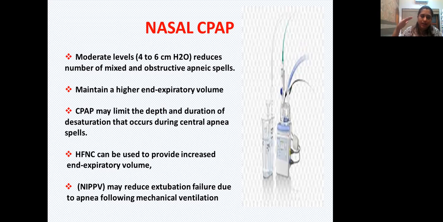So the CNS has to be all right. It has to send the respiratory drive, as a result of which the baby will have inspiratory efforts, and that has to be augmented by nasal CPAP. So it basically maintains a higher end expiratory volume. It prevents the lungs from collapsing and augments inspiratory efforts that are already present. So CPAP may limit the depth and duration of desaturation that occurs during central apnea spells. HFNC can be used to provide increased end expiratory volume. NIPPV may reduce extubation failure due to apnea following mechanical ventilation.